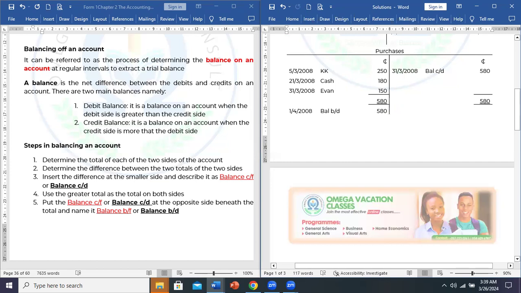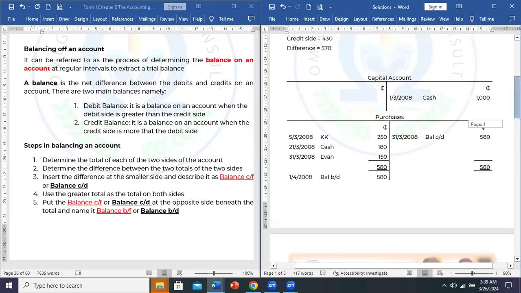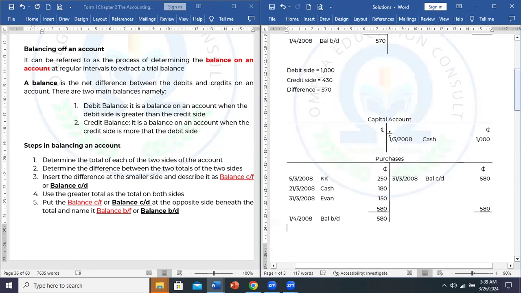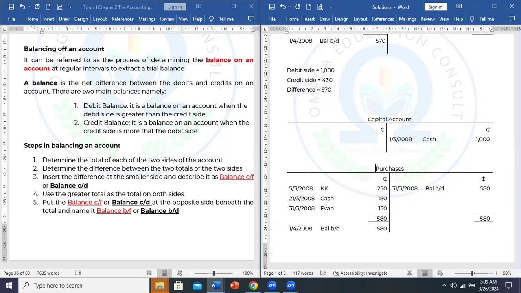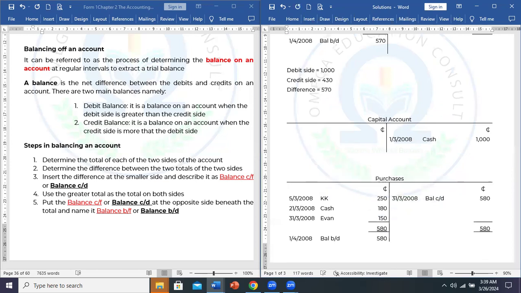Now, I've been able to do it for the account that has a lot of entries. Now, if you check this capital account, it only has one entry. So let's look at how you balance it. It's the same principle. The total on both sides. So here 1,000 against 0. The difference will be 1,000.